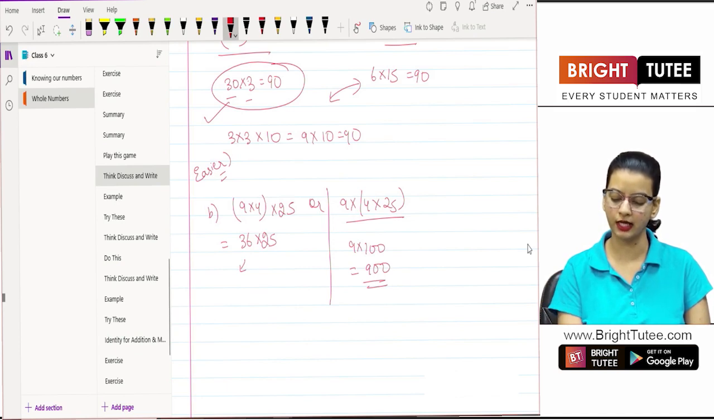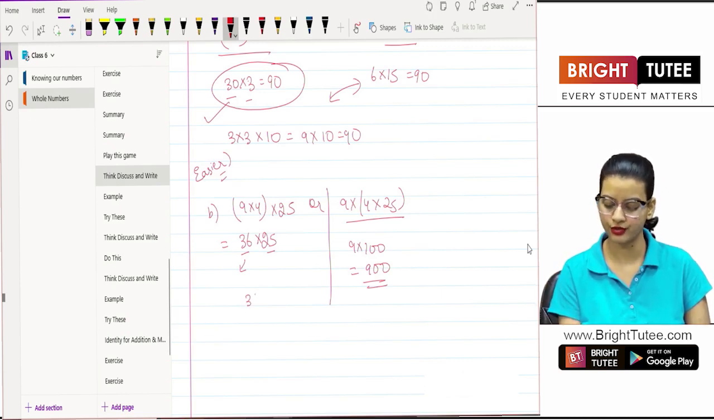If we calculate the other one, it is a 2-digit number multiplied with another 2-digit number. So this is a longer calculation. If we do it, 36 into 25, let's calculate this.